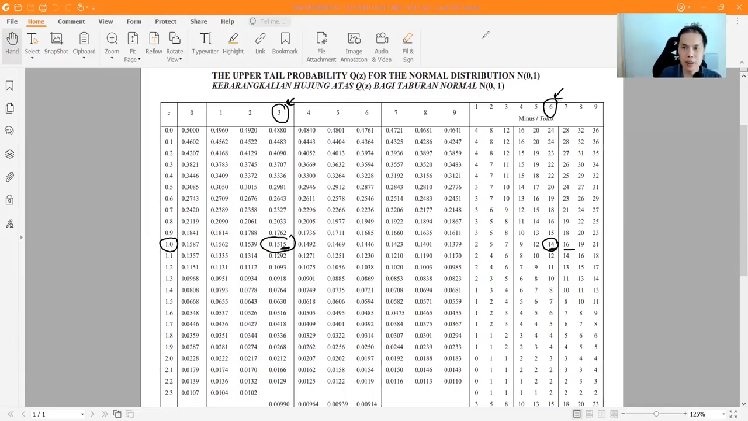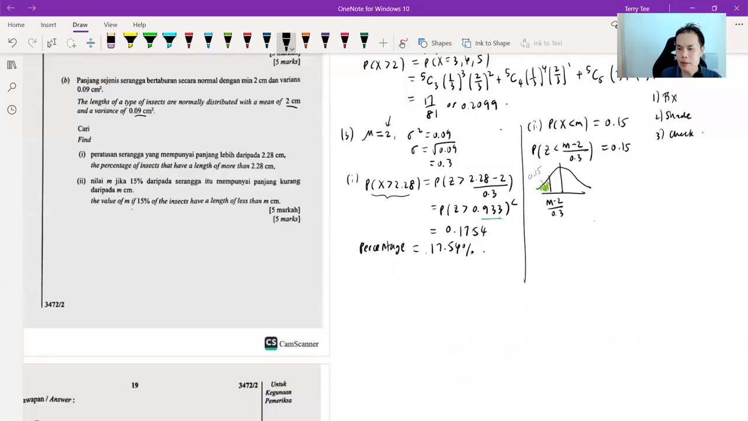1.036. Okay. Right, so I go back to this and write, I know that this one, when I read z more than 1.036, I get 0.15. Now, the problem is this is on the left, so it's not the same. This is m minus 2 over 0.3, which is not 1.036. But we know the symmetrical property of normal distribution graph.